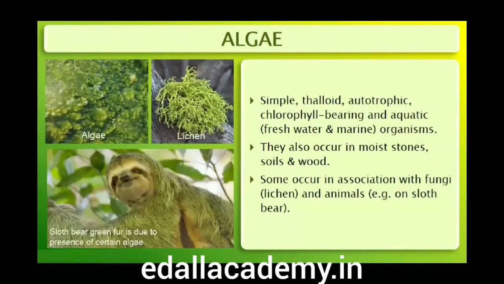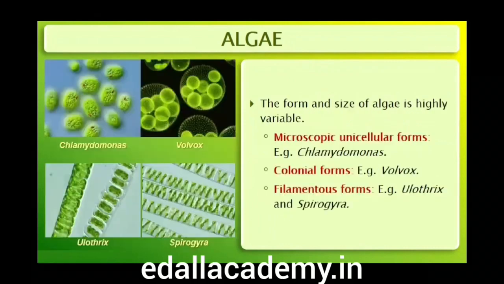3.1 Algae. Algae are chlorophyll-bearing, simple, thalloid, autotrophic and largely aquatic, both freshwater and marine, organisms. They occur in a variety of other habitats: moist stones, soils and wood. Some of them also occur in association with fungi, lichens, and animals, for example, on sloth bear. The form and size of algae is highly variable.